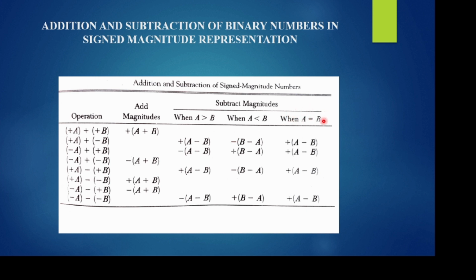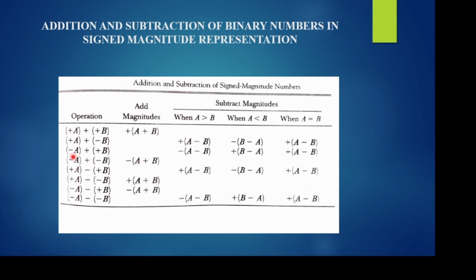There is a third condition also. If A and B are of equal magnitude, A equal to B, in that case the answer will be 0. A minus B will be 0. The resultant will be 0. We are just giving the sign, but there is no significance of sign in that case.